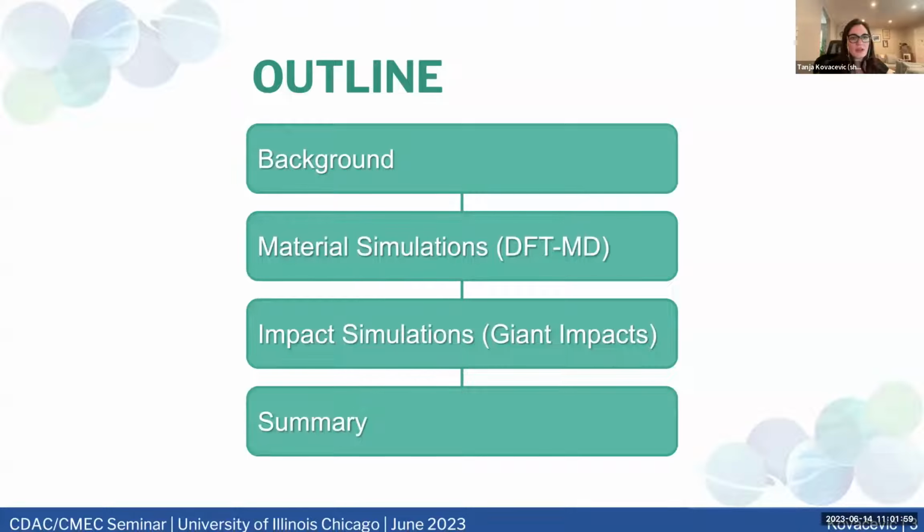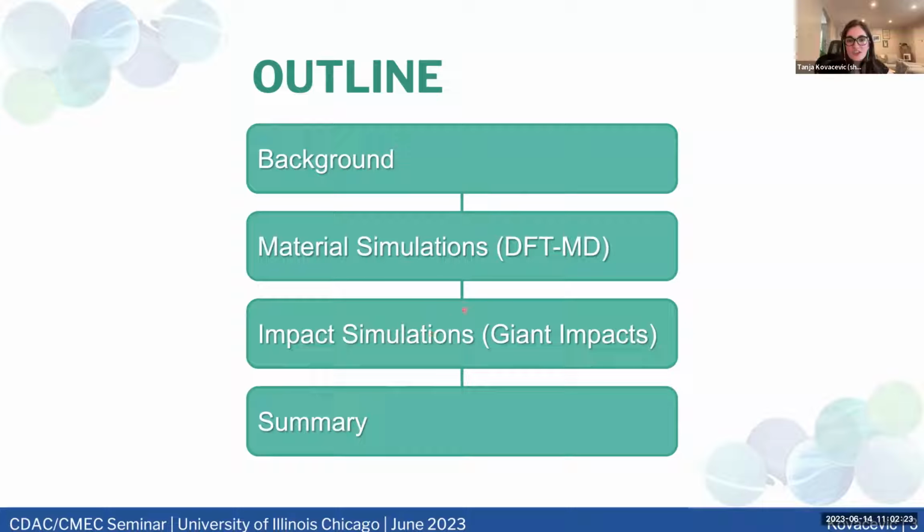This is going to be the outline of my talk today. Here, let me get my laser pointer. So we'll begin with a little bit of background. I want to set up the motivation to investigate this rock ice mixing. Then I'll go over the DFT-MD that we performed to investigate the rock ice mixing, what pressures and temperatures are necessary, and if they're relevant to exoplanet interiors.